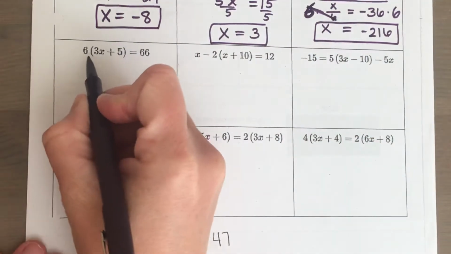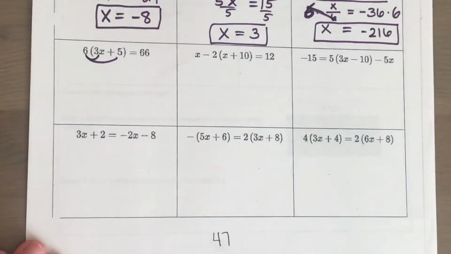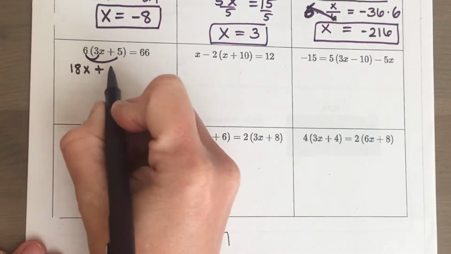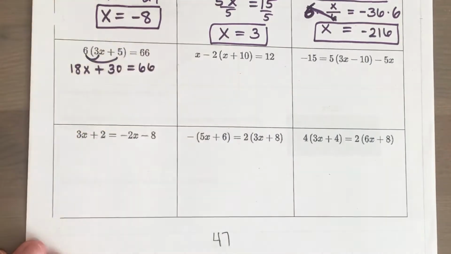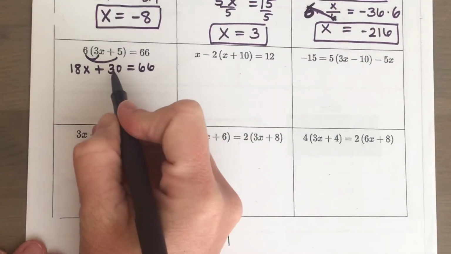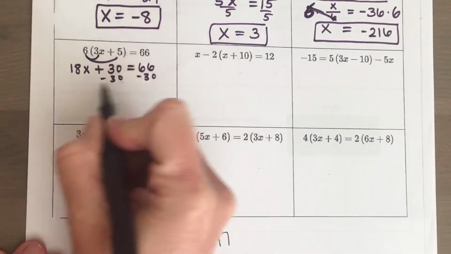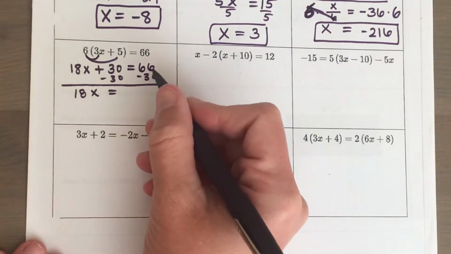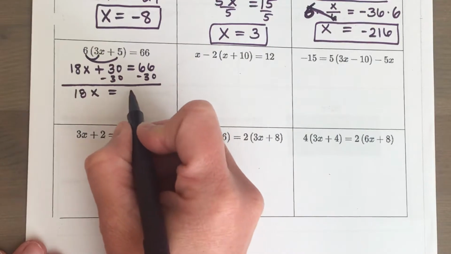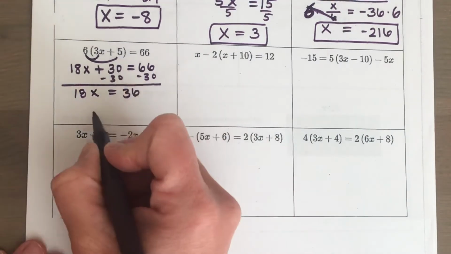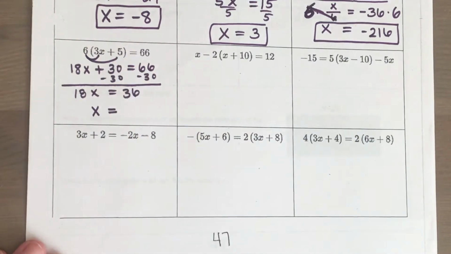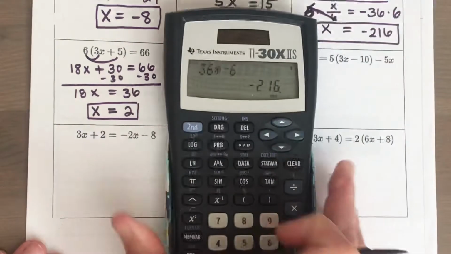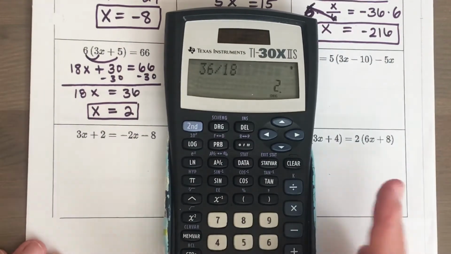In this equation here, what I'm going to do is start by distributing the number 6. So I will have 18x plus 30 is equal to 66. And now what I'm going to do is subtract 30 on both sides. And I have 18x is equal to 36. And when I divide by 18, I will get 2. And just to confirm, 36 divided by 18 is 2.